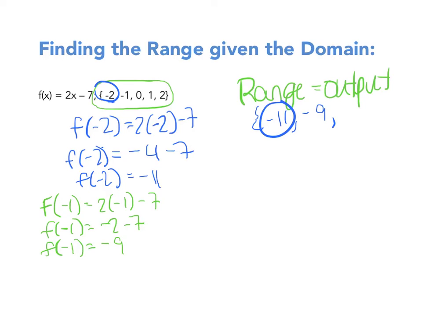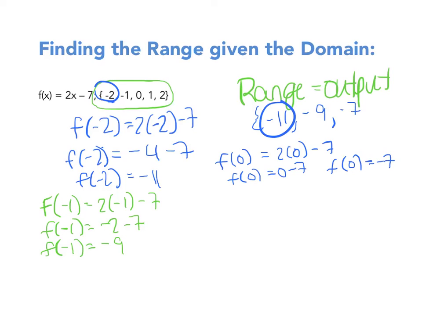And let's keep going with f of 0. So f of 0 equals 2 times 0 minus 7. F of 0 equals 0 minus 7. F of 0 equals negative 7. I'm just going to add that up here for another range of negative 7. And now we'll plug in f of 1. So f of 1 equals 2 times 1 minus 7. F of 1 equals 2 minus 7. So f of 1 is negative 5.